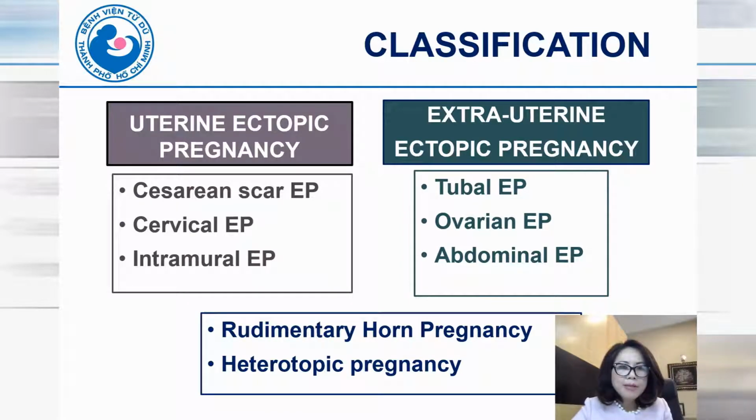Uterine ectopic pregnancy includes cesarean scar pregnancy, cervical ectopic pregnancy, and intramural ectopic pregnancy. Extrauterine ectopic pregnancy includes tubal ectopic pregnancy, ovarian ectopic pregnancy, and abdominal ectopic pregnancy. And the third group is rudimentary horn pregnancy and heterotopic pregnancy.